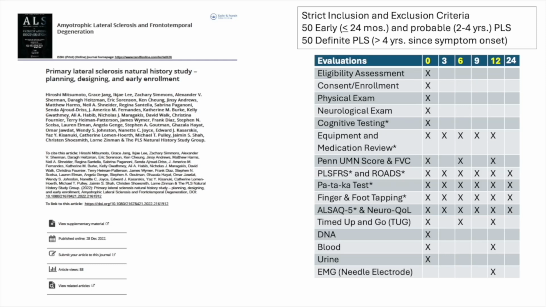Early is from onset to 24 months, and 50 is definitely PLS. Why we chose this early PLS is that I believe if you treat anything, early is better. I really didn't care whether we make the wrong diagnosis or right diagnosis. We need to study. That was kind of based on these studies.